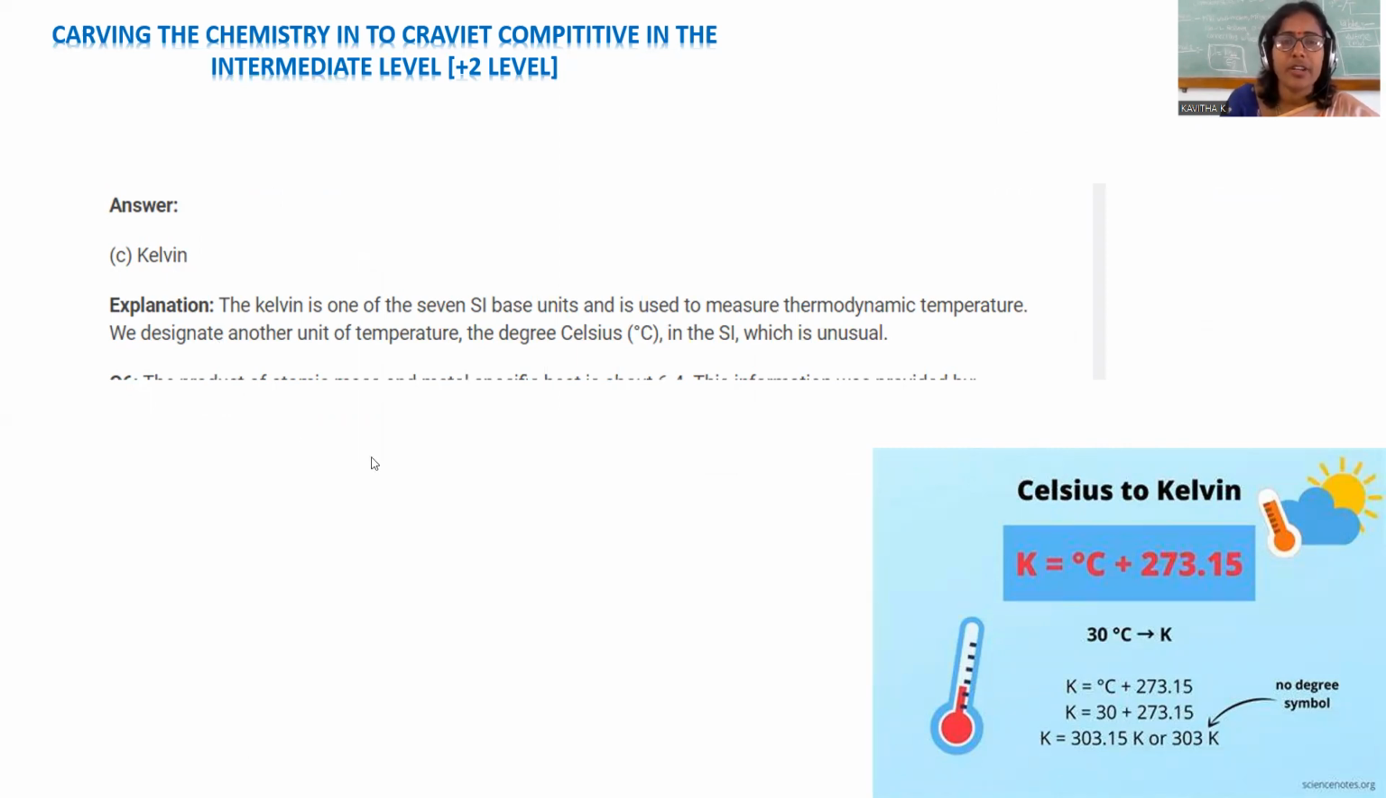And there is a relation between the centigrade and Kelvin scale here. K denotes the Kelvin scale. K is equal to the temperature in degrees centigrade added with 273.